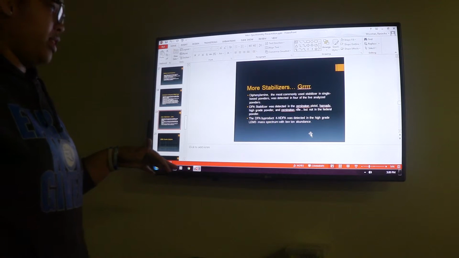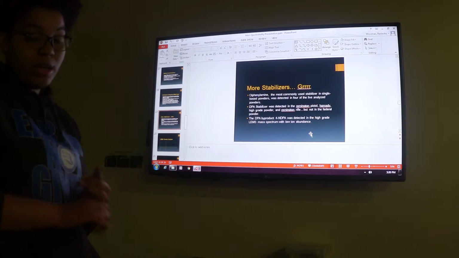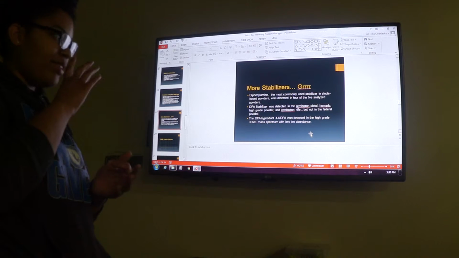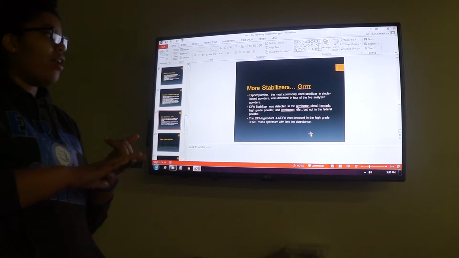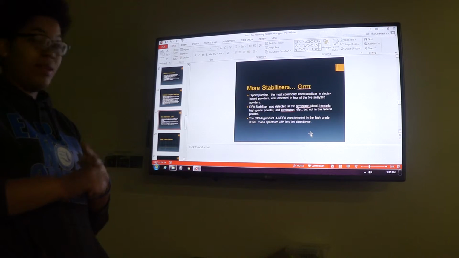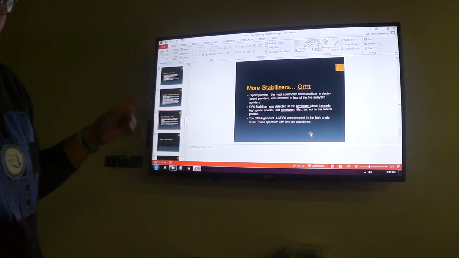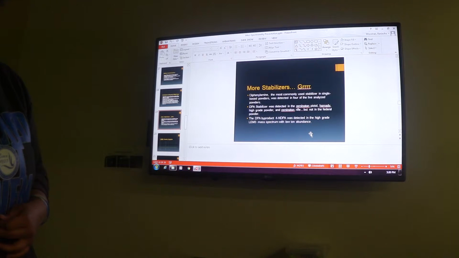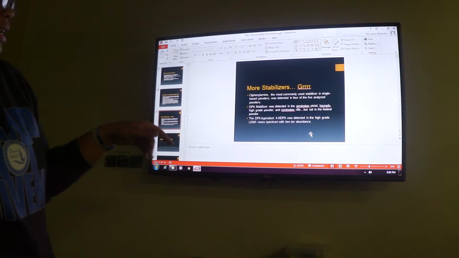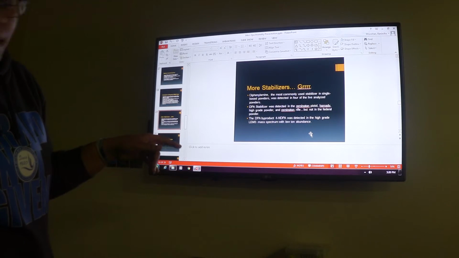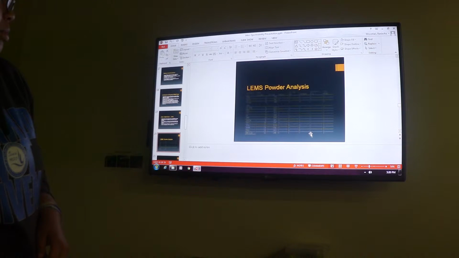That stabilizer was detected in the Remington pistol, the Hornady pistol, the high-grade powder, and then the Remington rifle, but not in the federal powder. The only thing that was found in the federal powder was the ethyl centralite. The DPA byproduct, which is 4-NDPA, was detected in the high-grade powder using the LIMS mass spectrum analysis.